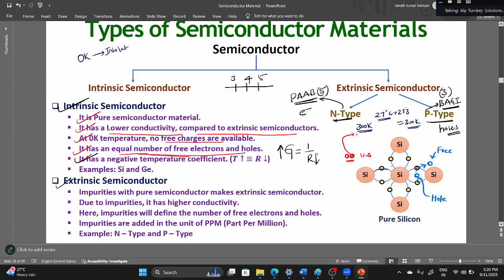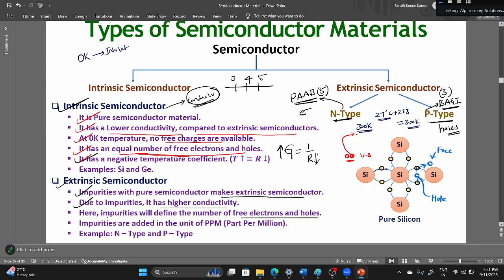So impurities added to the pure semiconductor make the extrinsic semiconductor. Due to impurities, it has higher conductivity. I told you that at room temperature, pure semiconductor acts as a conductor, but only with low conductivity, which is not sufficient for using it as a semiconductor. So we need to add some more impurity to increase the conductivity. Impurities will define the number of free electrons and holes.